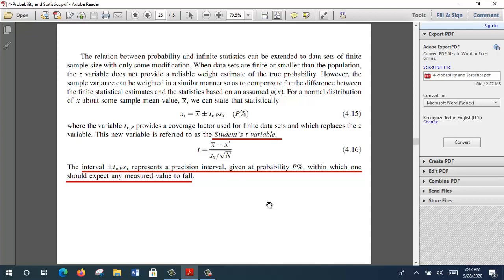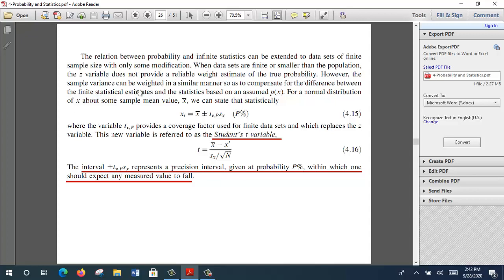Before this, we talked about the finite sample size, right? So how do we determine the probability under finite conditions? When the data set is finite or smaller than the population, the z variable does not provide a reliable estimate of the true probability. I repeat again: when the data set is finite or small, the z variable does not provide a reliable estimate of the true probability.